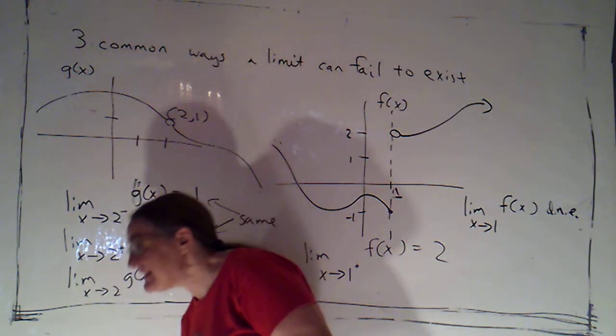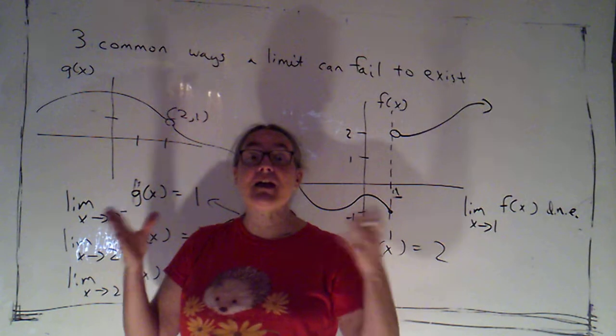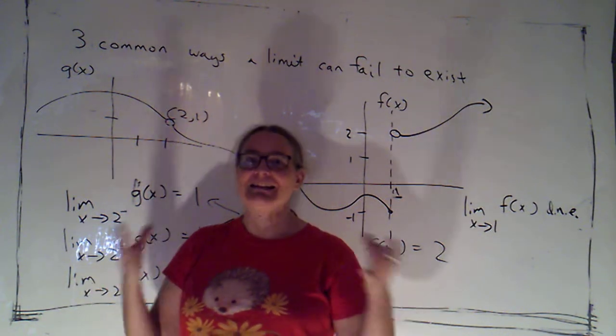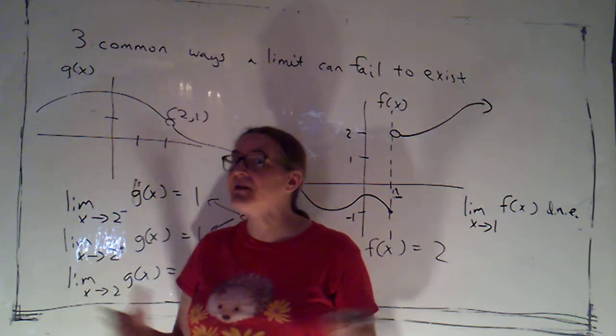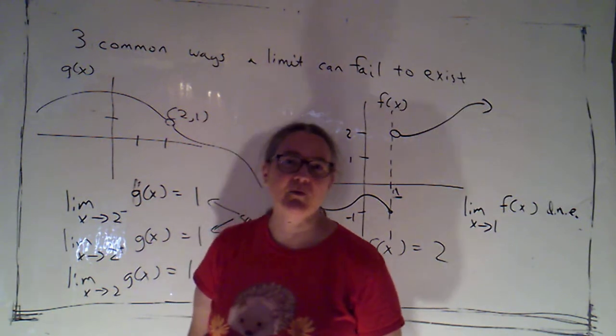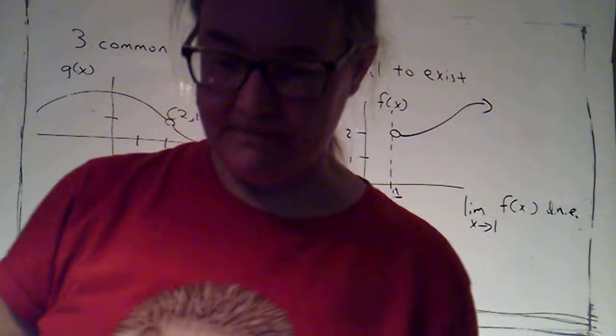Okay, in the next video we'll talk about what to do if we have a vertical asymptote and extend a new definition of limit that's going to allow us to deal with those.